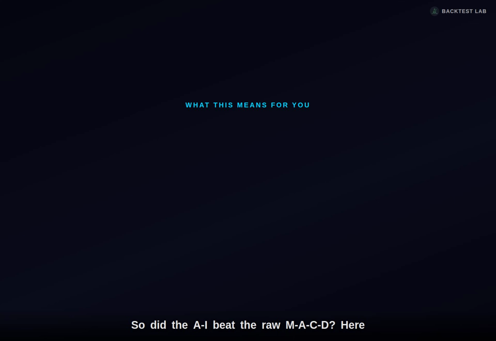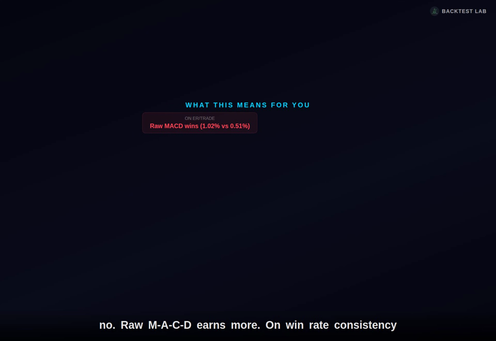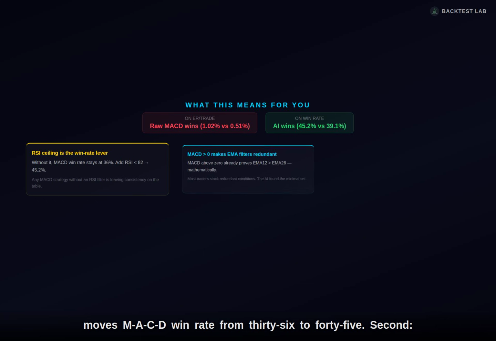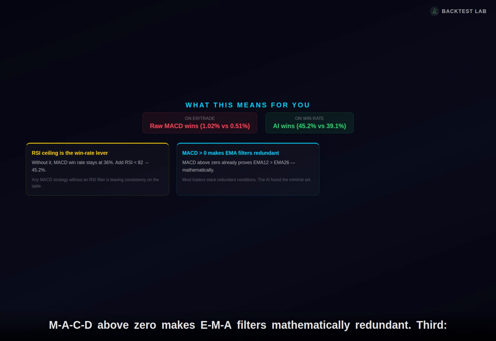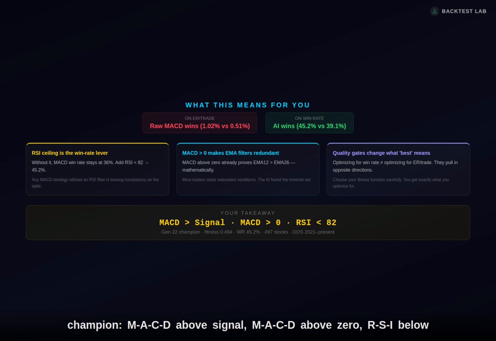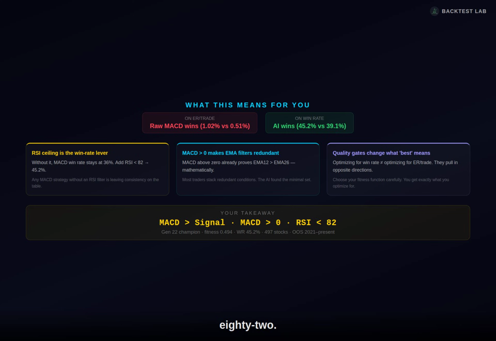So did the AI beat the raw MACD? Here is the honest answer. On expected return per trade, no. Raw MACD earns more. On win rate consistency, yes. 45.2 versus 39. The AI found what it was asked to find, a strategy that passes the quality gate. 3 real insights from 40 generations. First, an RSI ceiling is the lever that moves MACD win rate from 36 to 45. Second, MACD above 0 makes EMA filters mathematically redundant. Third, what you optimize for determines what you get. The Champion, MACD above signal, MACD above 0, RSI below 82.